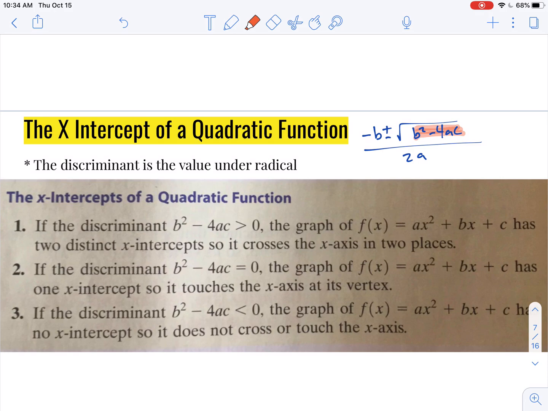So thinking about the discriminant, thinking about that value under the square root in the quadratic formula gives us a good idea of how many x-intercepts we can have, if we can have any at all. We'll never have more than two. Quadratics have at most two x-intercepts.